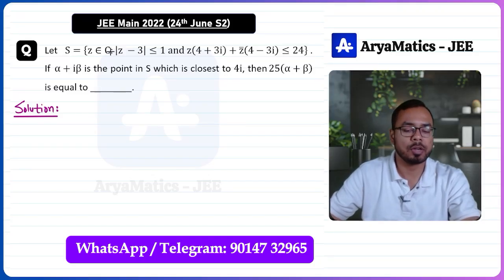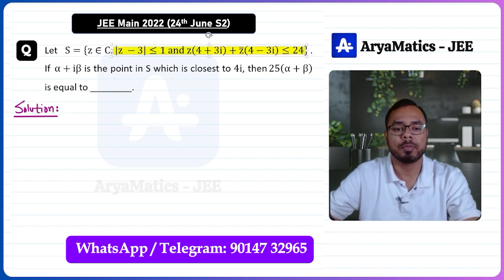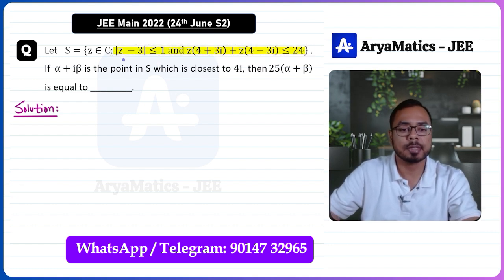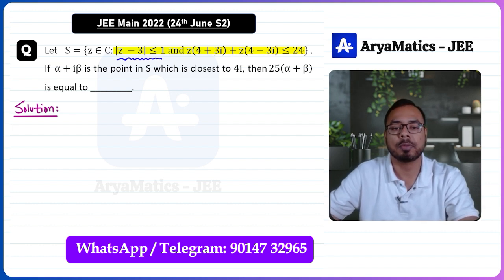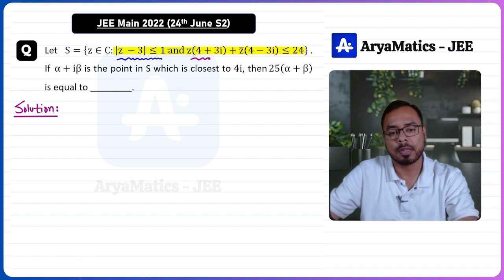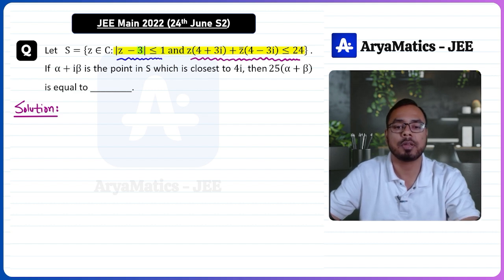Let S be the set of complex numbers satisfying these two inequalities. One is |z − 3| ≤ 1, and the other one is z(4 + 3i) + z̄(4 − 3i) ≤ 24. Obviously, the first one will represent all the points inside a circle or on the circle with center at (3, 0) and radius 1 unit.